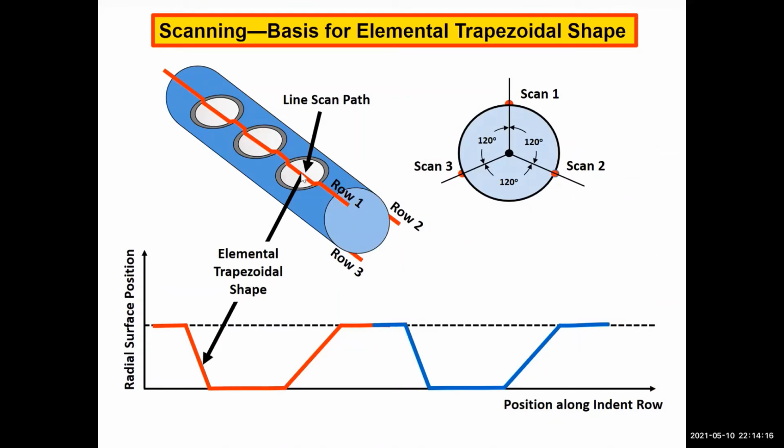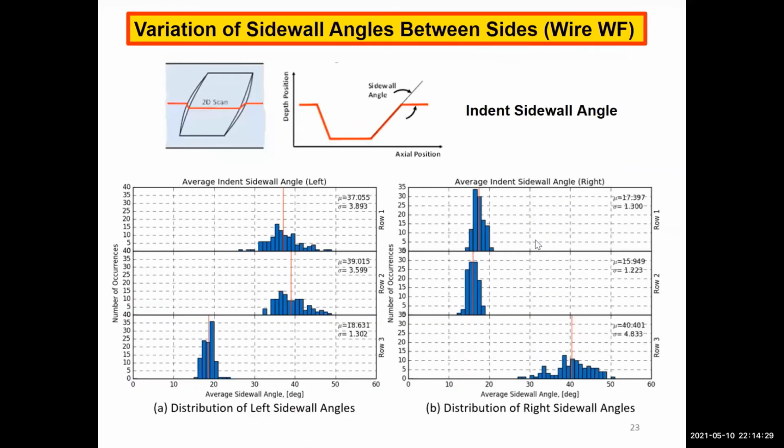For a given scan line, we can reduce it to what we call an elemental trapezoidal shape, like you see here. And from that shape, we can process all of the key characteristics of the basic indent shapes. And this could be done also manually.